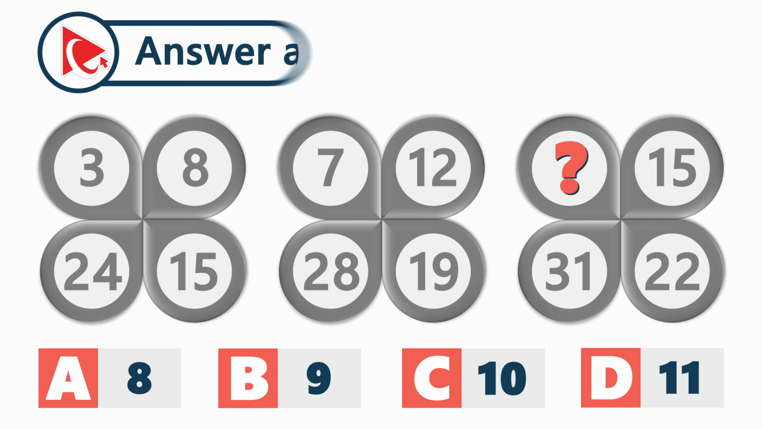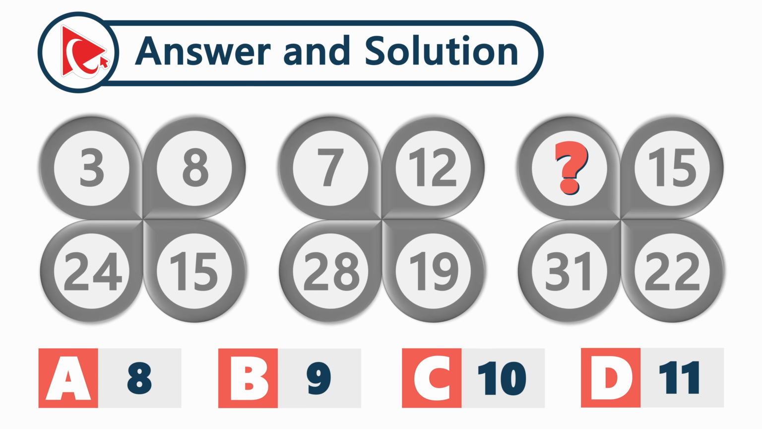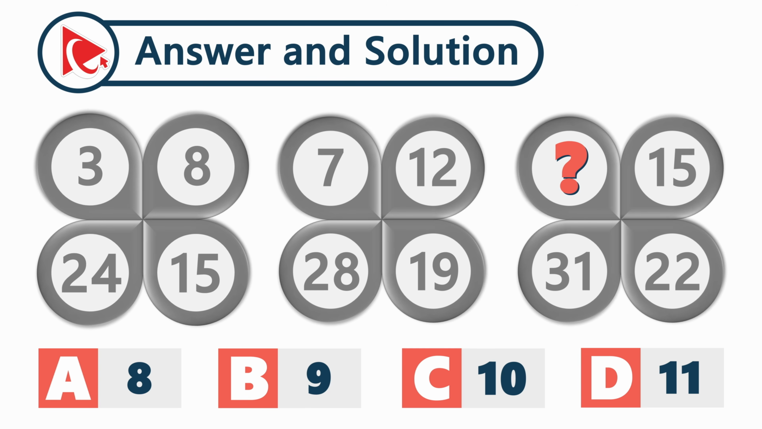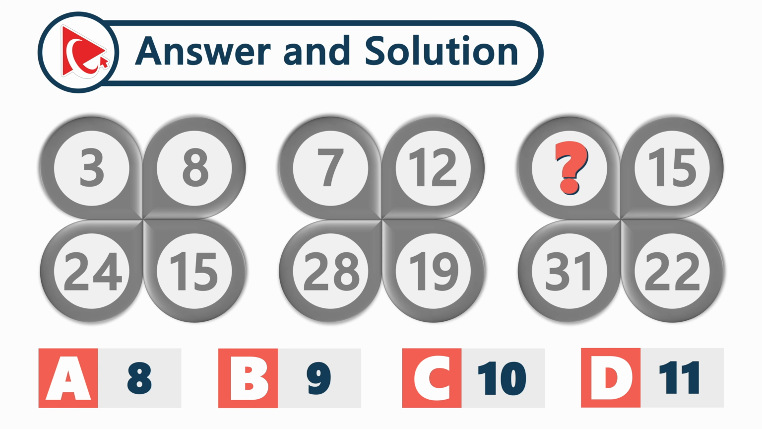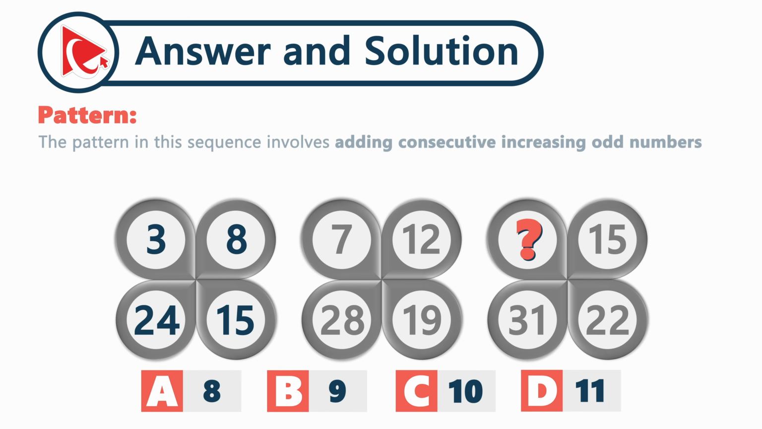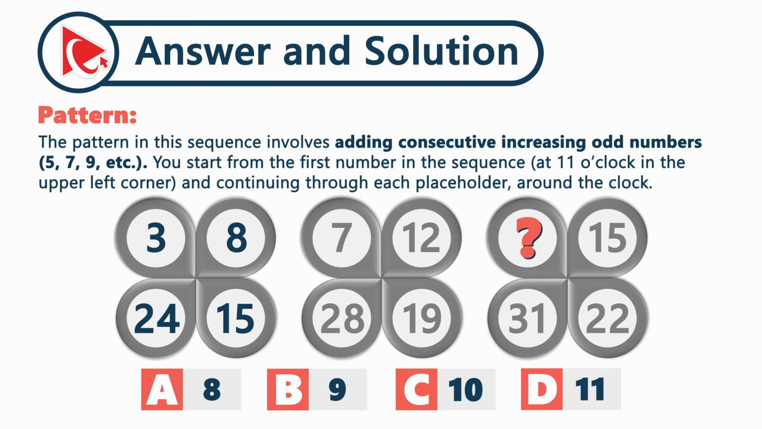As you might have guessed correctly, numbers in a shape represent the sequence. Let's look closely at the first shape. The sequence starts at 11 o'clock with number 3. Then it goes around the clock: 3, 8, 15, and 24. And the pattern in this particular sequence involves adding consecutive increasing odd numbers like 5, 7, and 9.